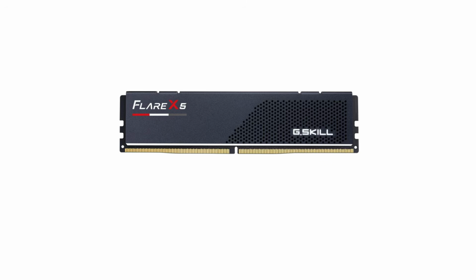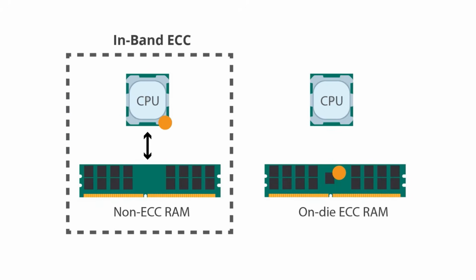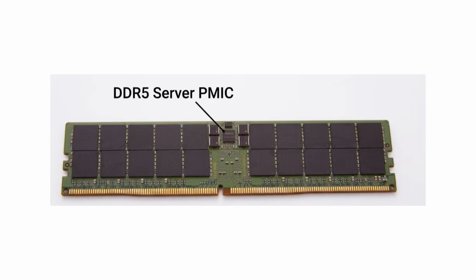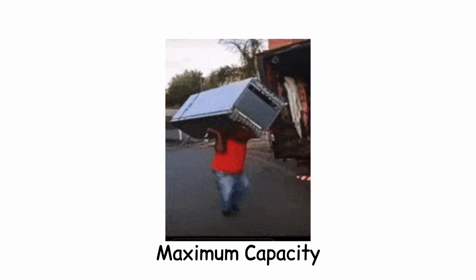DDR5, 2021. Modern CPUs with dozens of cores clog a single data highway. DDR5 splits the standard 64-bit data channel into two independent 32-bit channels, allowing one stick of RAM to serve two entirely different CPU requests simultaneously. It also features on-die ECC, automatically fixing microscopic data errors caused by electrical noise, and moves the power management chip directly onto the RAM stick itself for incredibly clean 1.1 volts power. Speed: 38.4 GB per second to over 64 GB per second. Maximum capacity: up to 128 GB per stick.